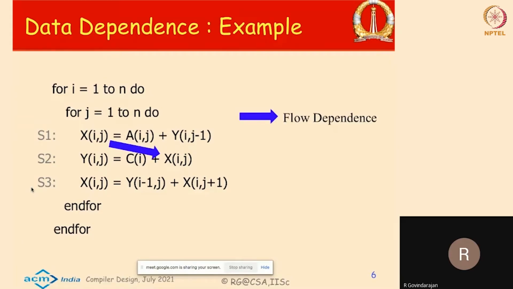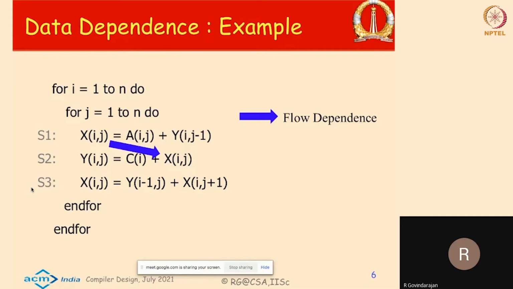due to the variable x of ij, and this is a true dependence because whatever value of x of ij is produced in the ijth iteration is going to be consumed by statement S2, read by statement S2 and used in its computation. Therefore, there is a flow or true dependence from S1 to S2. This dependence happens because both statements access the same array element x of ij, in this particular case in the same iteration i comma j.